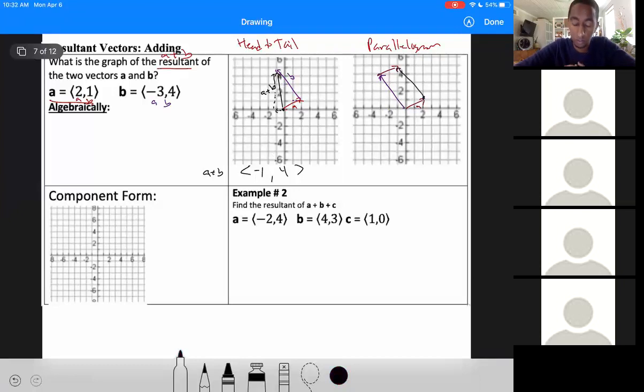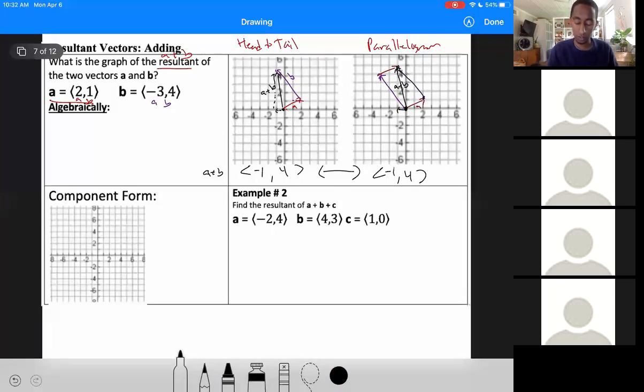And the resultant vector of a plus b is when you go from the initial side of both of them to the opposite diagonal that is created, to the opposite corner. And that would be a plus b. If you look at a plus b, it's the exact same as the head to tail method. It is to the left 1, -1, and up 4. So they are equivalent, just two different ways of doing it, okay?